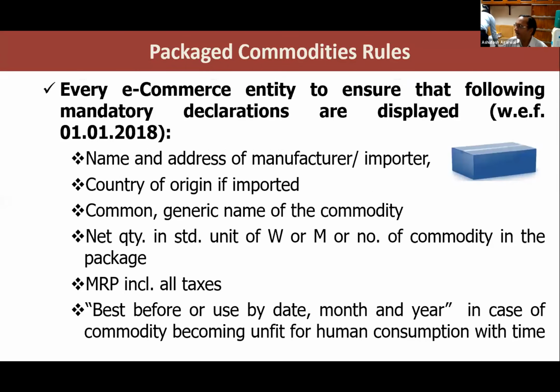For e-commerce entities also, we require some of the declarations, from 1st of January 2018: name and address of the manufacturer or the importer, country of origin if it is imported, common or generic name of the commodity, net quantity in standard units of weights, measures or number, MRP, best before or use by date, month and year. So these are the few declarations which also are required to be given on online sites or on e-commerce entities.